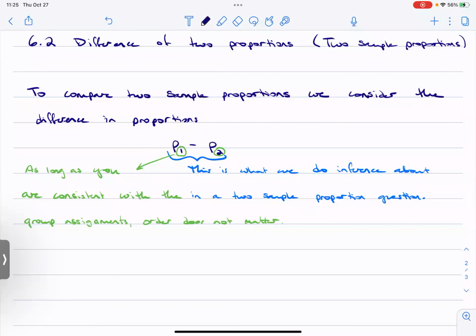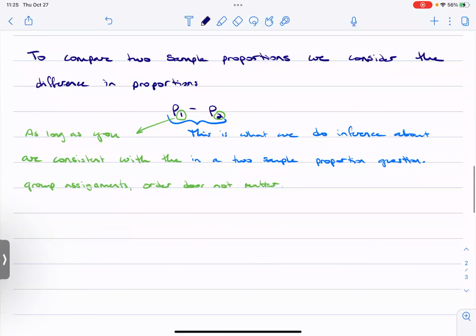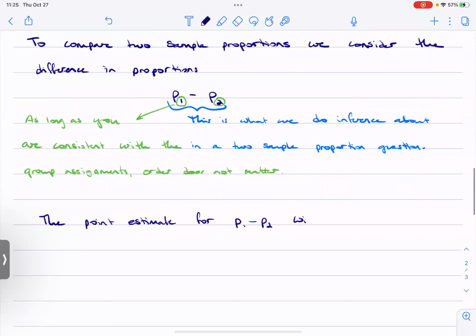All right. So like I said, the point estimate is going to be P1 hat minus P2 hat, just generically. The point estimate for P1 minus P2, wait, that doesn't look like a 2. Will be P1 hat minus P2 hat.